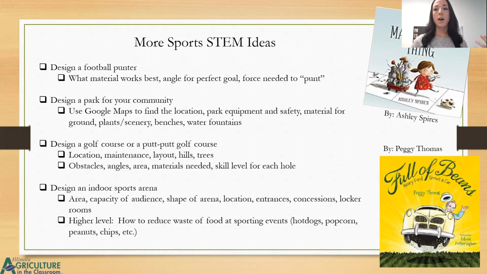They could design their own golf course or putt-putt golf course. For your upper level kiddos, look at how they maintain golf courses in the grass, how much water they use to water it, and the hills and the layout of the trees and everything. That is actually considered when people are creating these golf courses. For your lower level students, putt-putt golf courses: what are some cool obstacles? What angles do the balls need to be shot at to make it into that hole? What materials are needed? What's the skill level for each hole, intermediate to advanced, things like that.